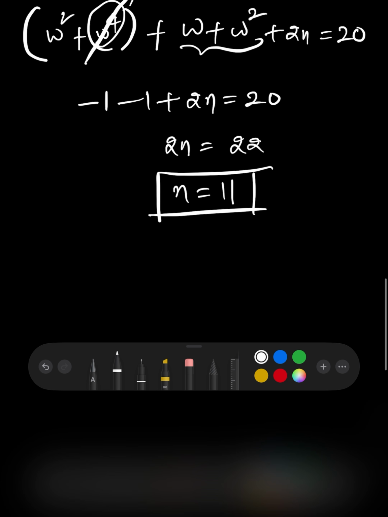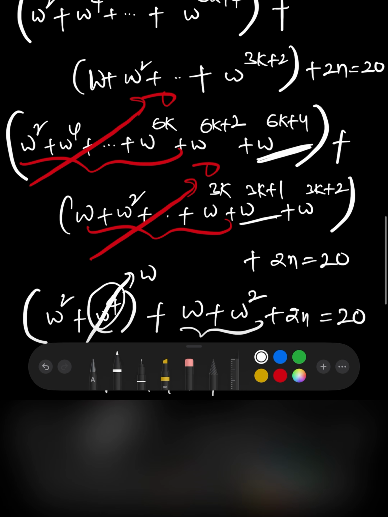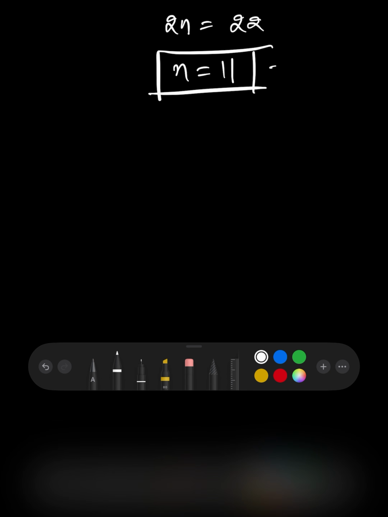Now you can check whether n equal to 11 is a perfect answer or not, because n should be of the form 3k plus 2. So clearly I can write it as 3 times 3 plus 2. So 11 is a perfect answer, right?